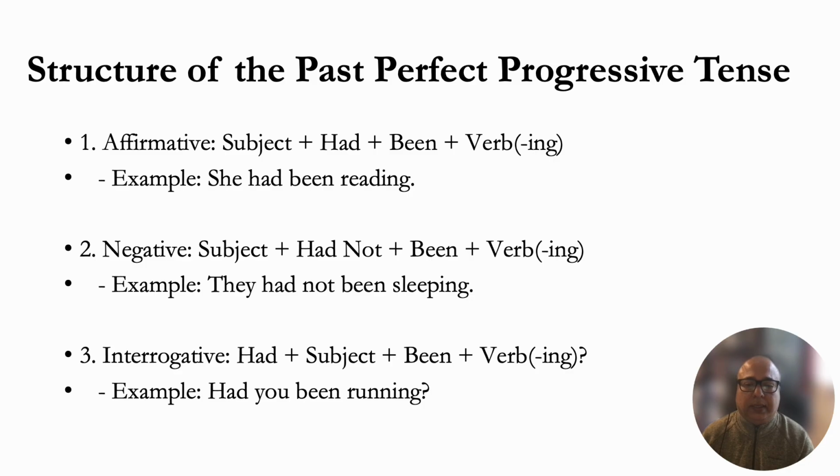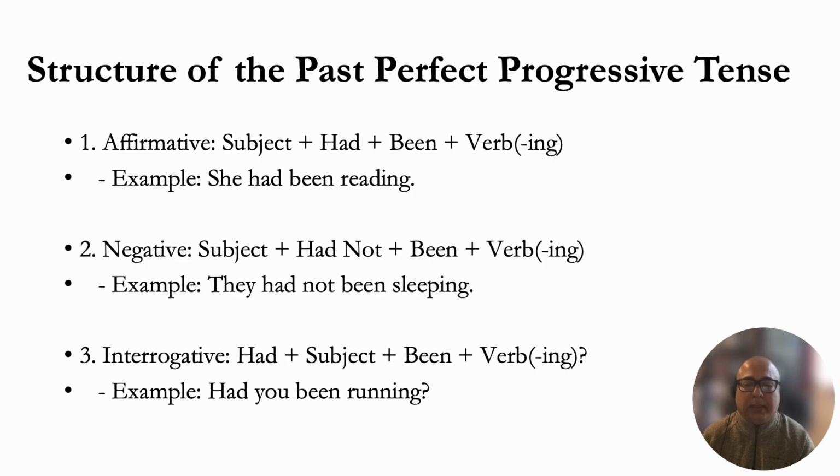Very easy. You learned this before. Add not. Just one word. So she had been reading. She had not been reading. That becomes a negative sentence. They had been sleeping. They had not been sleeping.